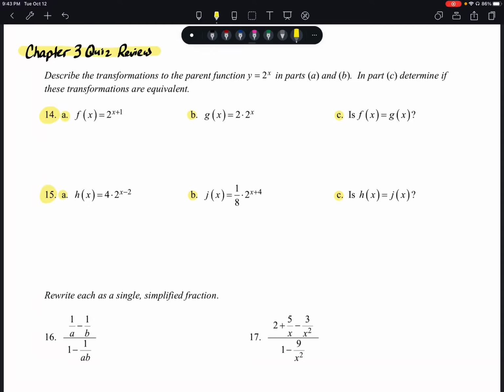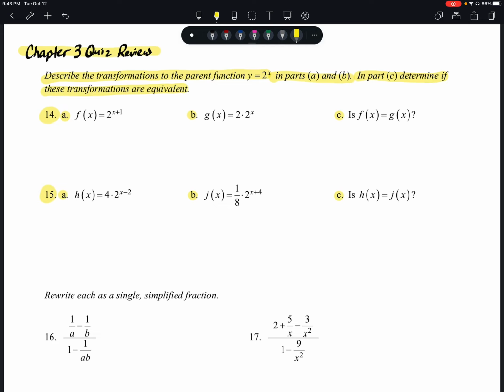This is the help video for problems 14 and 15 from the Chapter 3 Quiz Review. Directions state, describe the transformations to the parent function y equals 2 to the power of x in parts A and B. In part C, determine if the transformations are equivalent.